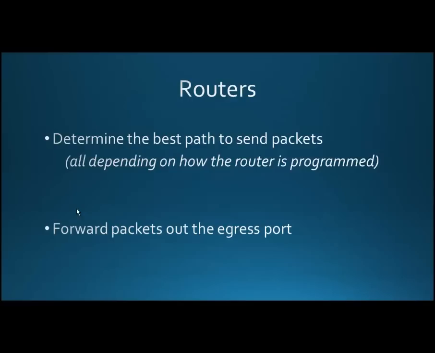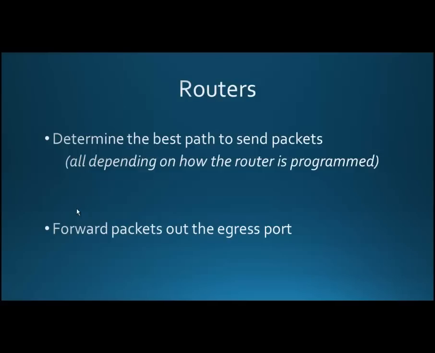All right, so routers determine the best path to send packets, and what their idea of the best path is, it's all determined by the programming. You can put routing protocols on your routers to make some of these decisions for you, like RIP. RIP will say, okay, path A has 3 routers in the path, or path B has 2 routers in the path, so I'll go with path B. So it looks for the path with the least amount of routers.